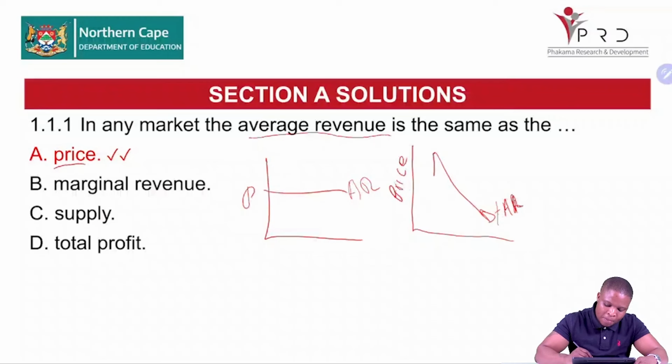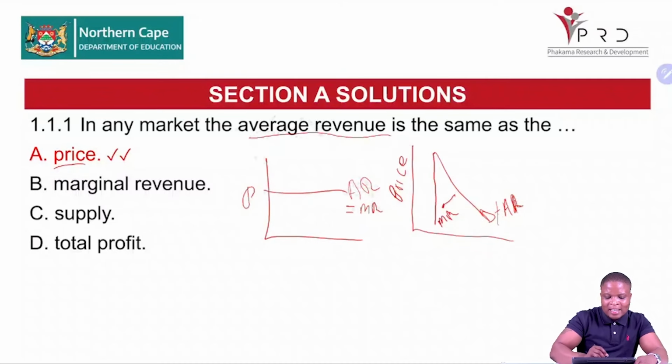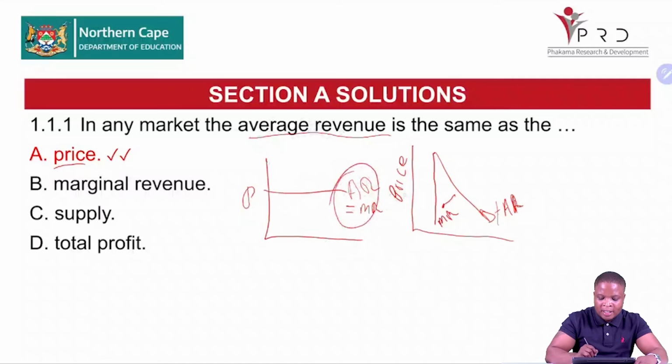Remember, in an imperfect market, your MR lies below. In a perfect market, MR is equal to AR. So you can't say in any market AR is equal to MR. It's only in a perfect market. But in all the markets, AR is equal to price. So your answer will be A, which is price.